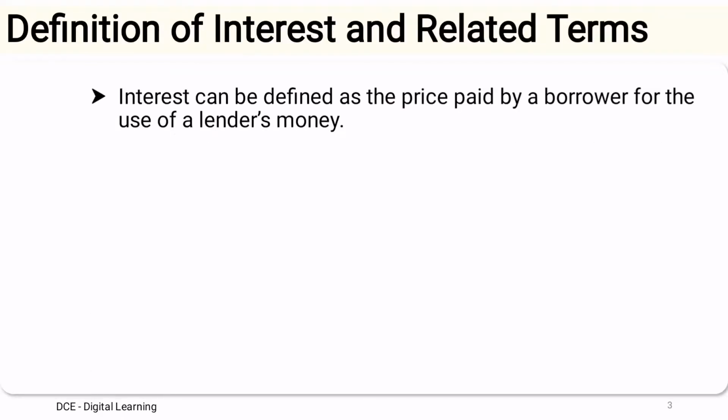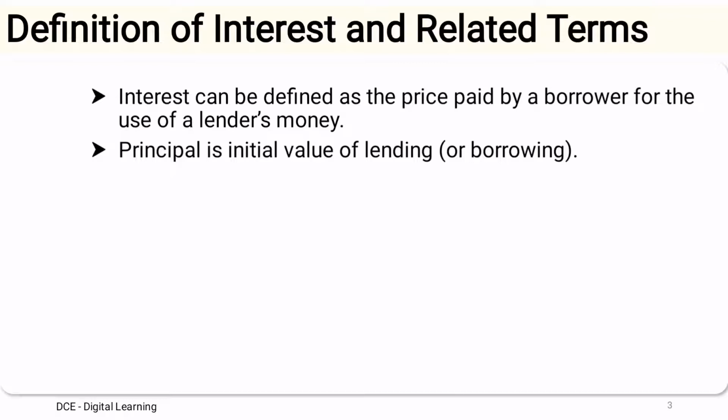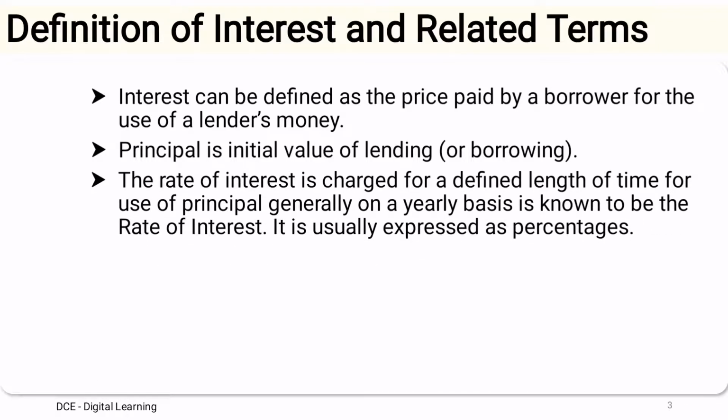So let us begin with the basic concepts of interest and related terms. Interest can be defined as the price paid by a borrower for the use of lender's money. Principal is the initial value of lending or borrowing. The rate of interest is charged for a defined length of time for use of principal, generally on a yearly basis, and is known as the rate of interest. It is usually expressed as a percentage.